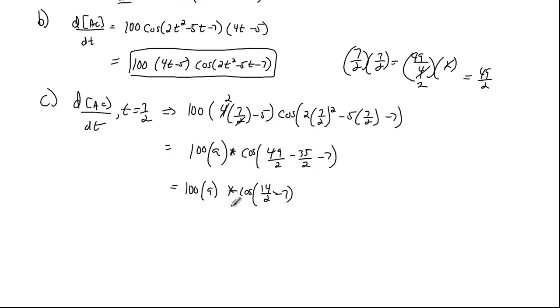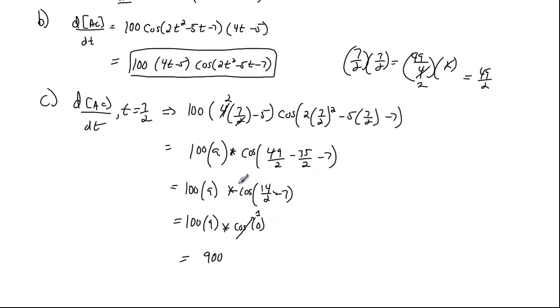And now we're going to have 100 times 9. 14 over 2 gives you 7. 7 minus 7 is 0. So we're going to have cosine of 0. I like cosine of 0 because we know cosine of 0 has a value of 1. So this just gives us 100 times 9 times 1, which gives us 900.